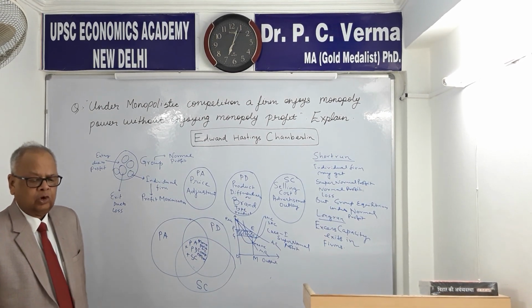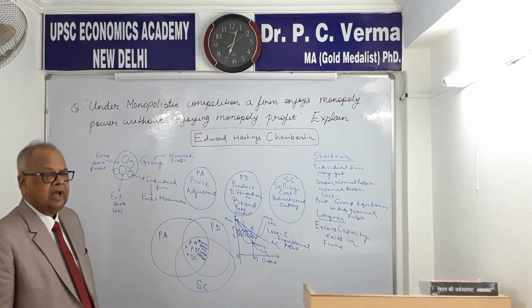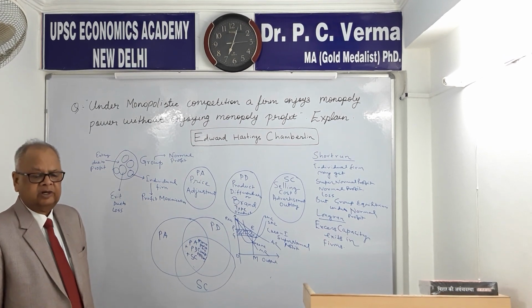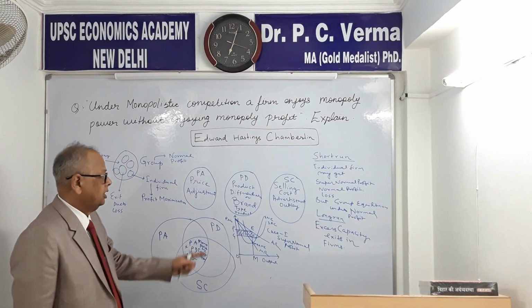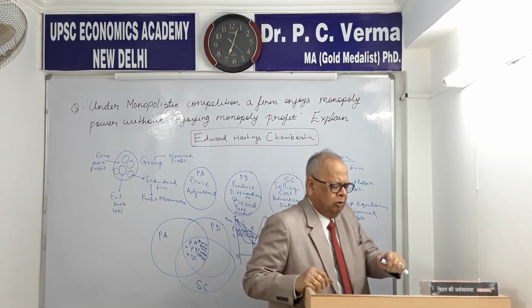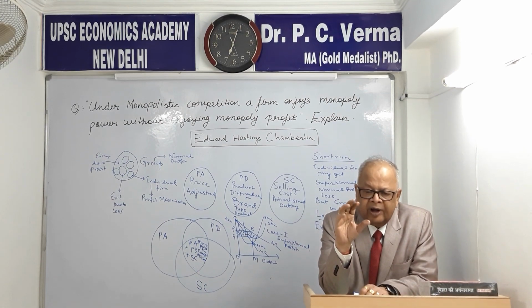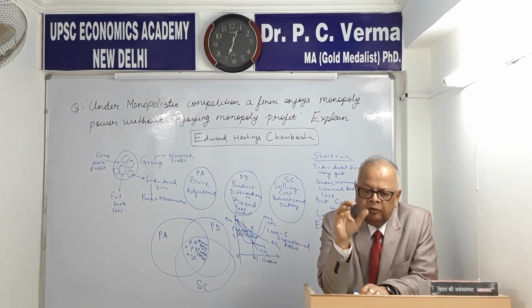Under monopolistic competition, there are three types of equilibrium. Number one is price adjustment. Number two is product differentiation. Number three is selling cost. Price adjustment means what price the firm will charge. The firm will try to get maximum profit.